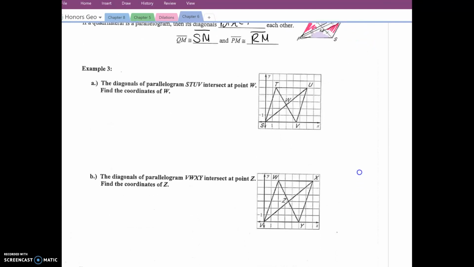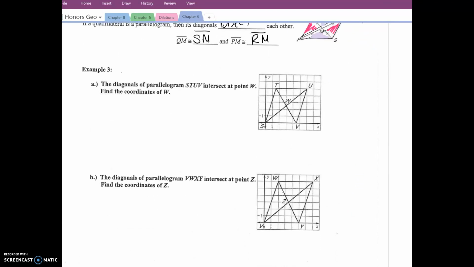Okay, so let's try some of these coordinate problems. It says the diagonals of the parallelogram intersect at point W, find the coordinates of W. So there's two ways you can do this. You can either choose to look at SU, or you can look at TV. It won't matter, okay, because W is in the middle of TV and W is in the middle of SU. So if I'm trying to find the middle of a segment and I'm on a coordinate plane, I can just use my midpoint formula. Personally, I would start by finding SU, because S is easy to identify.